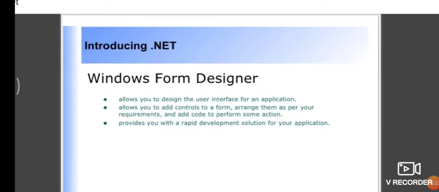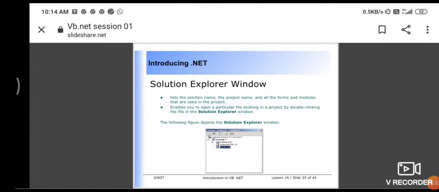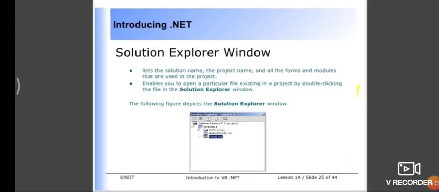Then how do we create a Windows form? It allows you to design the user interface for an application and to add controls to a form. What are the controls that you want to add? Controls determine whether it is in a readable format or editable format, meaning others who are accessing your files can only see or can also edit your form. It also provides you a rapid development solution for your applications. Then comes the Solution Explorer window.